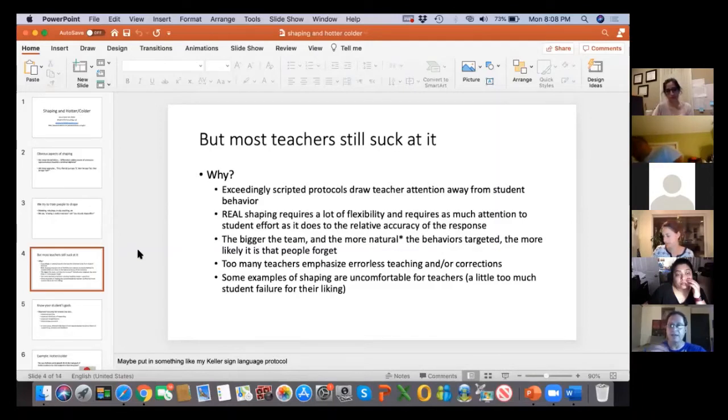And the bigger the team is another, of course, bigger issue. The bigger the team is of people working with a student, and also the more natural the behaviors that are targeted, the more likely it is that people will forget, right? So take the example I just had of the motor imitation, that's relatively easy because it's a totally unnatural target, right? So you can have it scripted in your little tablet telling you, okay, now do the monkey ears thing. Do the monkey ears, at least when you're going to present that SD, that targeted SD, right? So you're ready to watch, right?